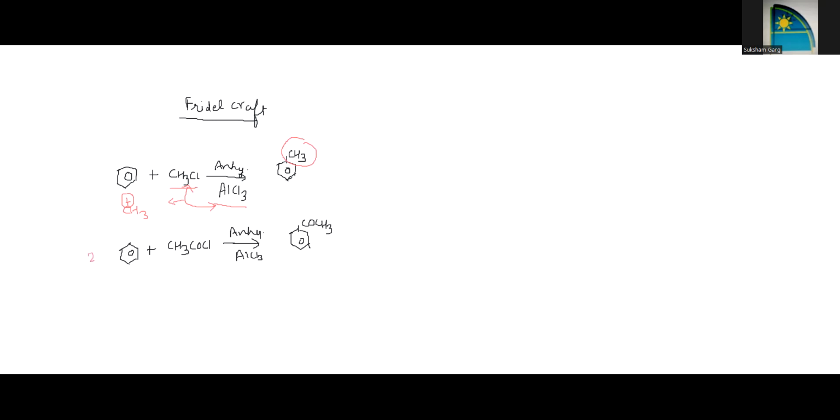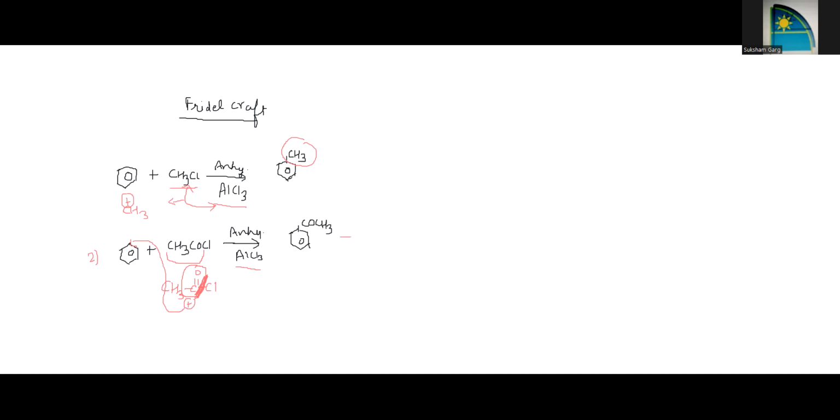Second reaction is called Friedel-Crafts acylation reaction. So this group CH3 C double bond O. Actually, this is C double bond O. I'll expand and write. This group is called acyl group. Now, again, if you react it in the presence of anhydrous AlCl3, this whole group from here will have positive charge and it will go and attach itself onto benzene to give you the final product.